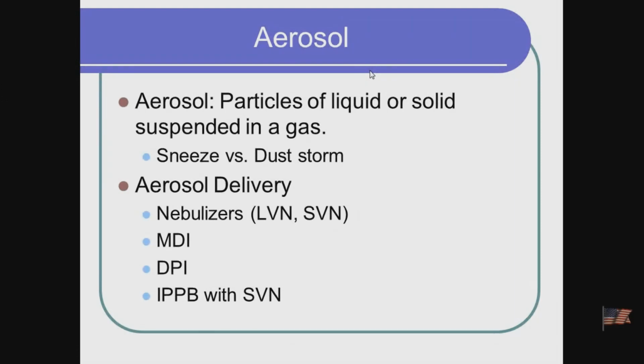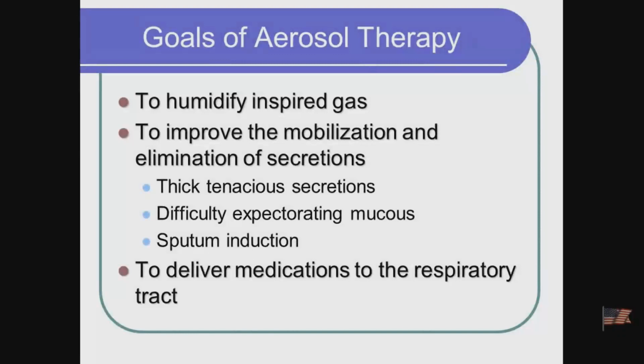We're going to use various devices to create an aerosol to facilitate the delivery of medication. It can be a nebulizer, which basically is a device that either has a small volume or a large volume. That's what the LV and SV stand for. Metered dose inhalers, dry powder inhalers, using IPPB as a mechanism to facilitate delivery. All of them work in some fashion.